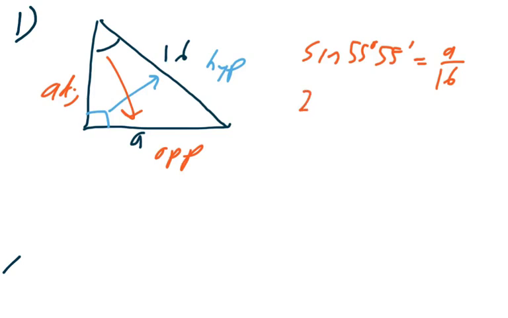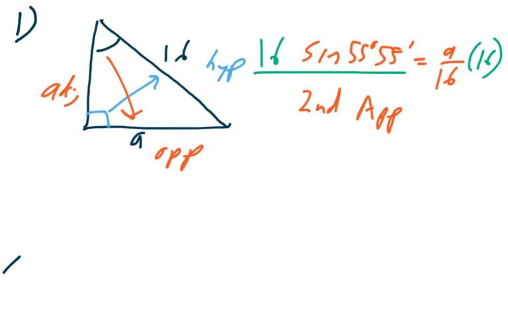Remember, if you ever have to find these, they are in second apps. So I'm going to multiply both sides by 16. And I'm just going to type this in the calculator where I find degree and minutes are on second app. And so when I get that, it winds up that 13.3 is equal to A.